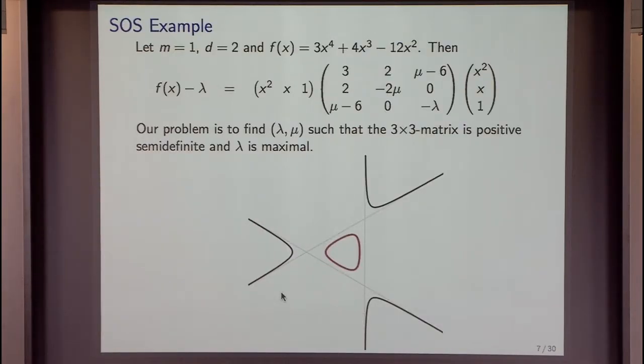Suppose my beeping 10 minutes ago didn't make any sense because you never took calculus, or you forgot everything that you learned in calculus. So let's solve a calculus problem without calculus. Let's find the global minimum of a polynomial in one variable of degree 4: 3x to the 4th plus 4x cubed minus 12x squared. So that's an instance where m is 1 and d is 2.